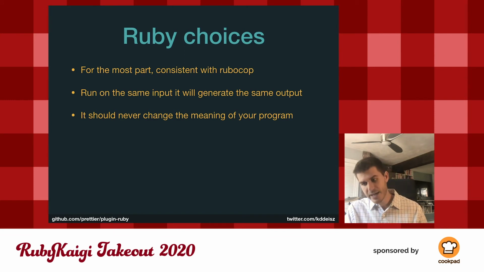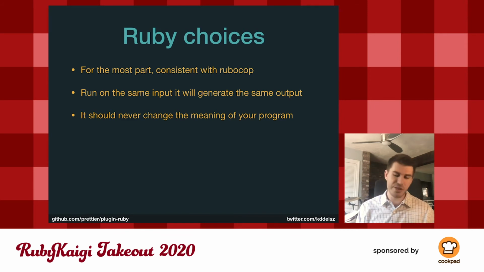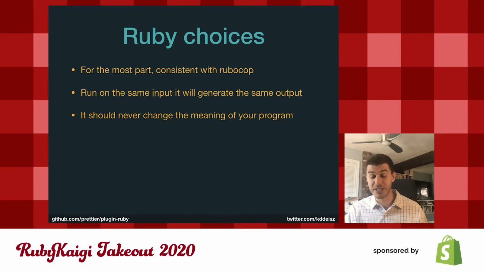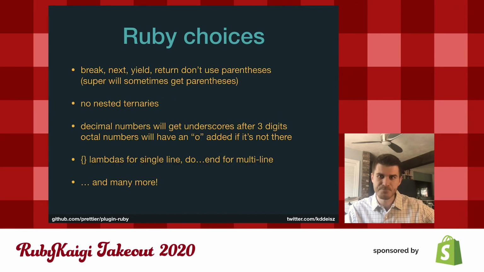Now, I probably should have an asterisk there because Ruby is incredibly flexible. And because of eval and metaprogramming, technically changing anything in your program could change the meaning of your program. So there's a happy line somewhere that we've tried to find in developing this.